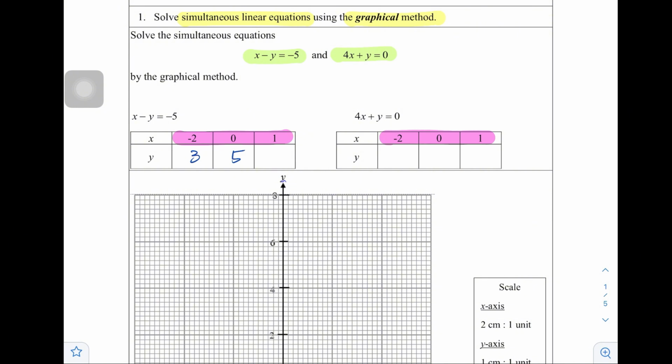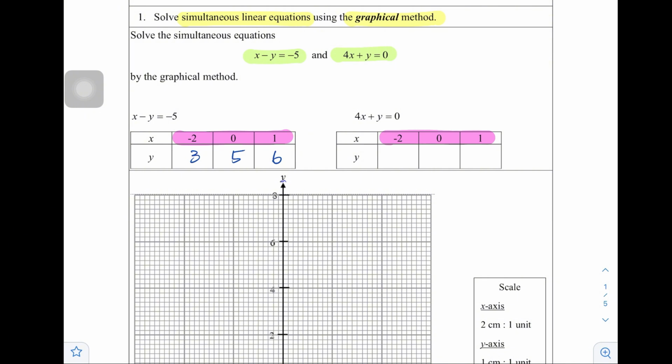Let's continue with x is equal to 1. So I have 1 minus y equals -5. So I have -y equals -5 minus 1. So -y equals -6. So therefore y equals 6. Alright, let's move on to the next equation.